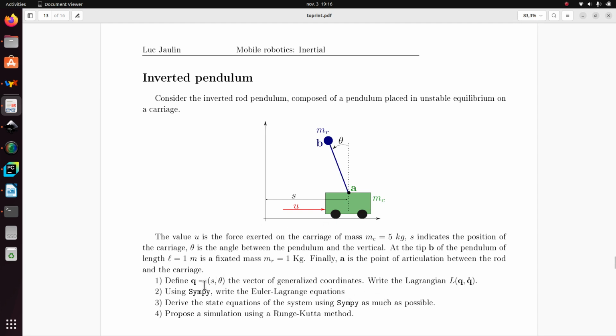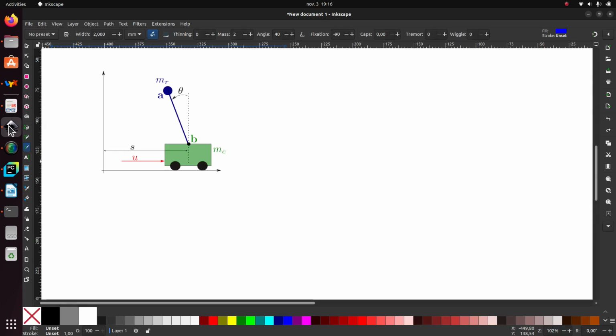So first we have to understand that in our system we have 2 degrees of freedom, s and theta. So s is the distance of the carriage to the origin, and theta the angle between the pendulum and the vertical. And so I build my vector q containing s and theta, and the Lagrangian is a function which depends on q and q dot. So here is my system.